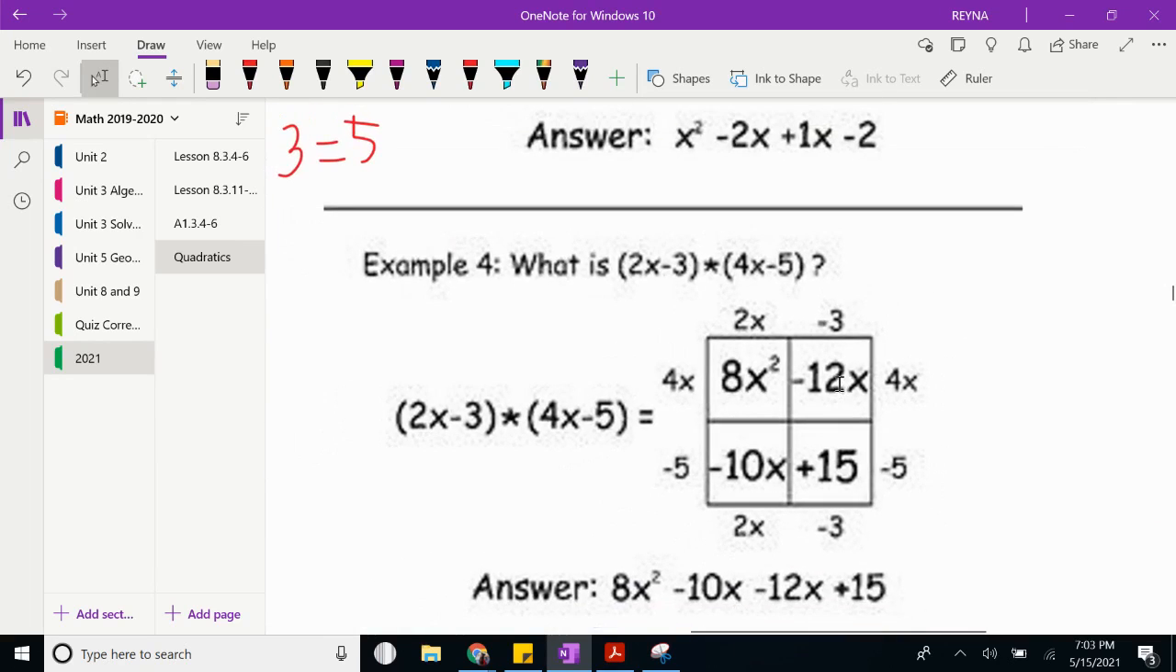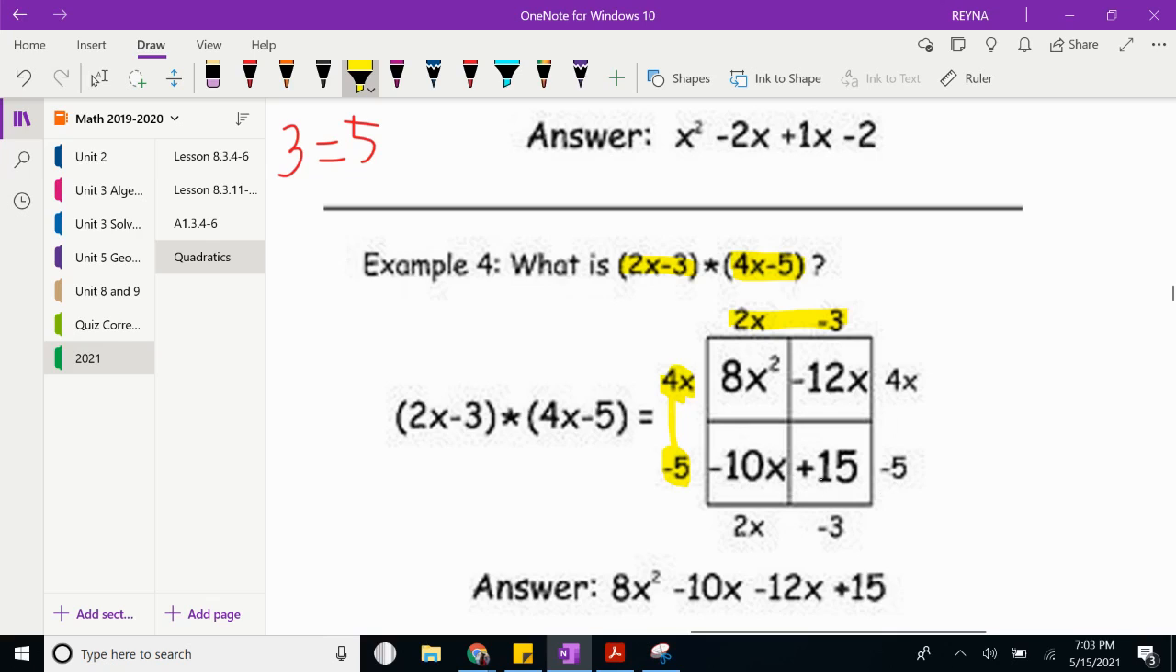So it's the same thing, but instead we draw a box. So draw your box, and then you take your first parentheses and you put it up top. And then you take your second parentheses and you put them on the side. And then you just multiply. So 4 times 2 is 8. x times x is x squared. And then you do 4x times negative 3, which would give you negative 12x. Then you would do negative 5 times 2x, which would be negative 10x. And then you would do negative 3 times negative 5, which would give you positive 15.